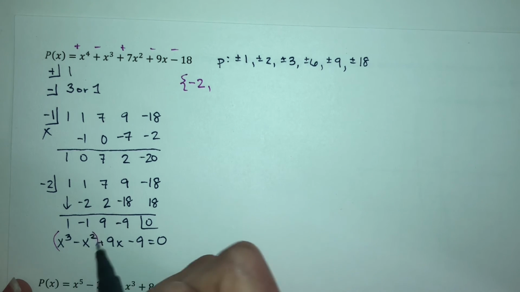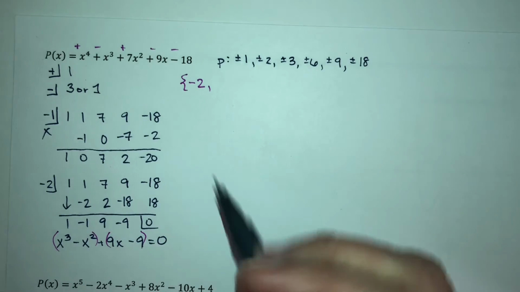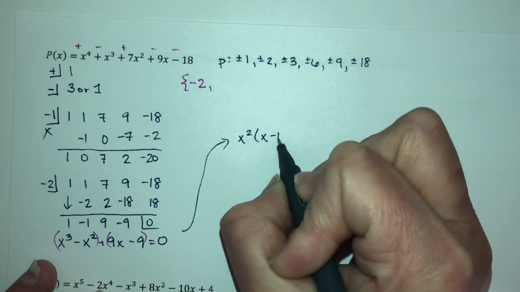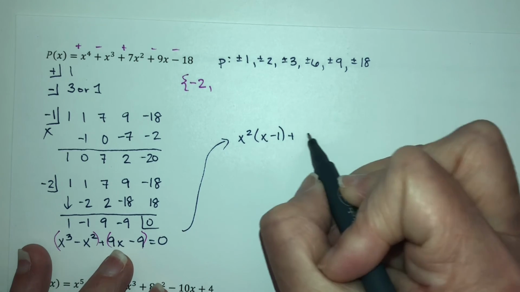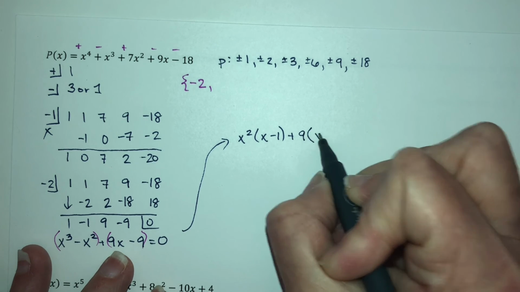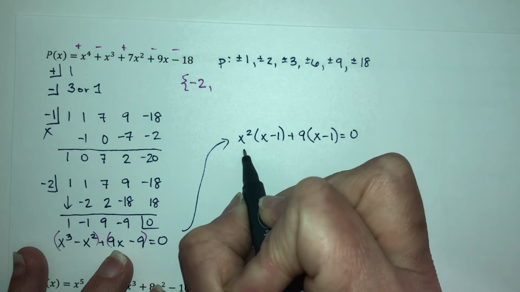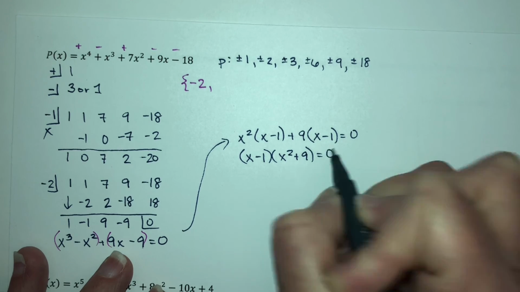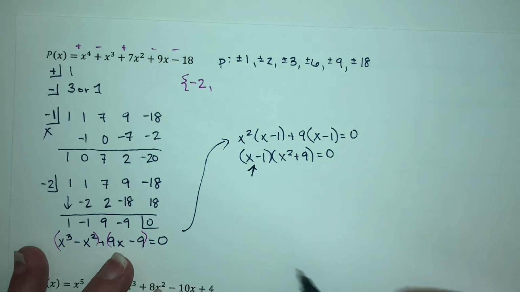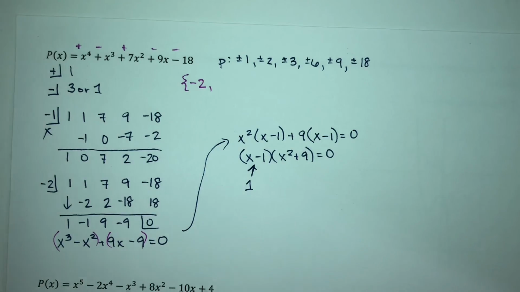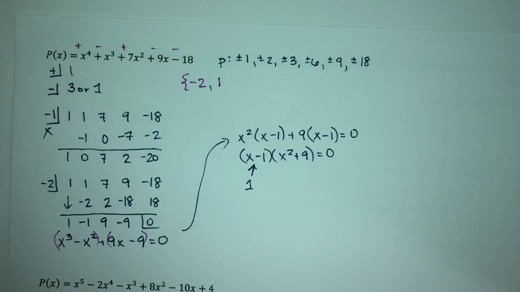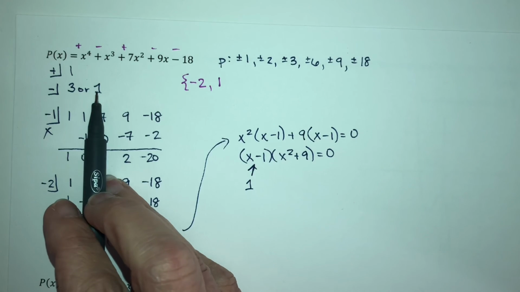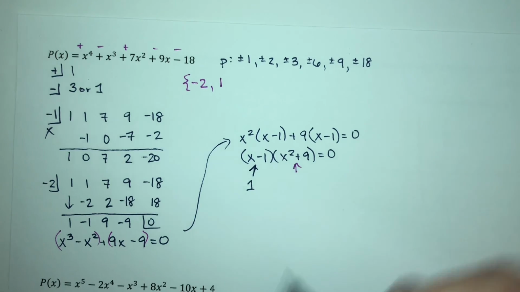So if I group these two and then these two together, I can factor an x squared out of the first one, and that leaves x minus 1, plus I can factor a 9 out of here, leaving x minus 1. So this factors as x minus 1 times x squared plus 9 equals 0. From right here, I can see that +1 is a solution, and it was a possibility. Okay, so I found my one positive solution, I found at least one negative solution, and now I need to get my answers from this.